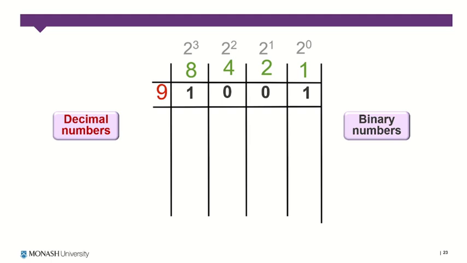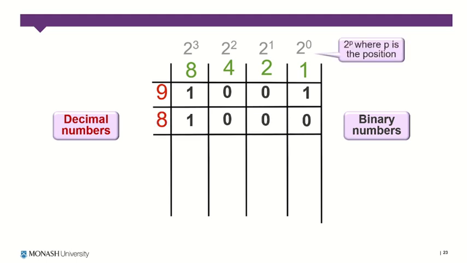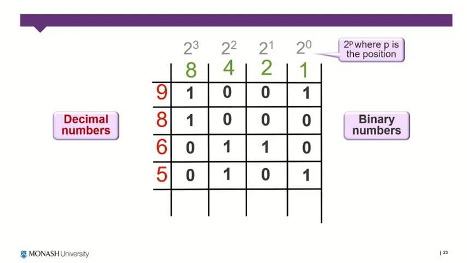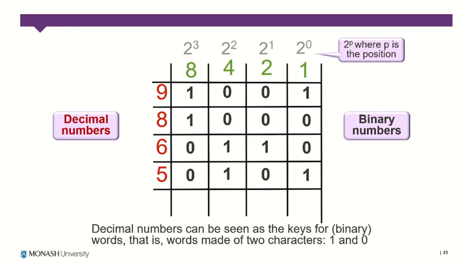So if they were all the same, it would just be 1 plus 1, but in this example, 9 is made up of 8 plus 1. So we can see also 8 is just the fourth position, 2 to the 3, which we just use that value. 6 takes 2 of them added together to get us to 6. And same with 5. We can see that it's 4 plus 1. So again, the point here is decimal numbers can be seen as keys for binary words, that is, words made of 2 characters, 1 and 0.